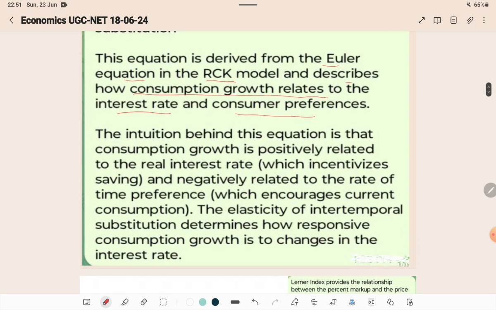So the intuition behind this equation is that consumption growth is positively related to the real interest rate, which incentivizes savings, and negatively related to the rate of time preference, which encourages current consumption. So the elasticity of intertemporal substitution determines how responsive consumption growth is to change in the interest rate.